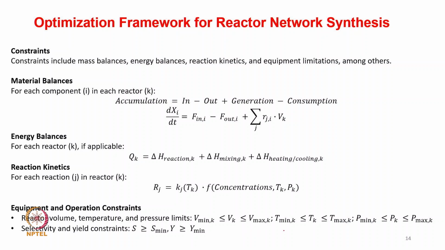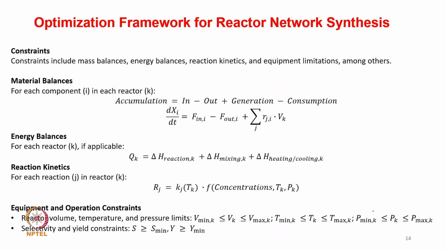The temperature that you can handle, minimum temperature to maximum temperature: a smaller temperature might not favor the reaction, a higher temperature might have an issue with runaway and hot spots. The pressure also: minimum pressure might not be sufficient to drive the reaction, and maximum pressure may not be withstandable in a reactor setting. You can always demand a certain minimum selectivity and a minimum yield.